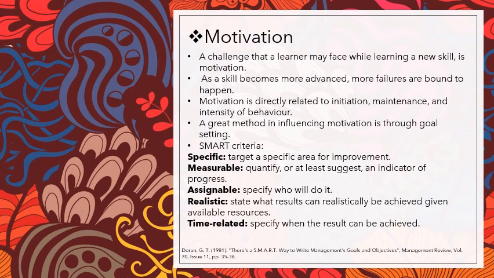A challenge that a learner may face when learning a new skill is motivation. As a skill becomes more advanced, more failures are bound to happen. Motivation is directly related to initiation, maintenance, and intensity of behavior. A great method for influencing motivation is through goal setting. A great way to set goals is using the SMART criteria. These goals should be specific, measurable, assignable, realistic, and time-related.